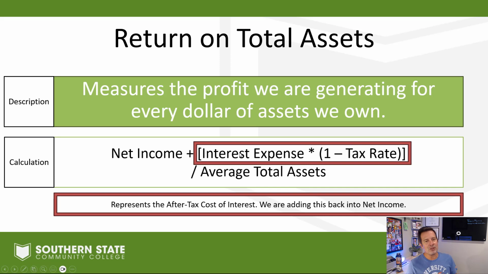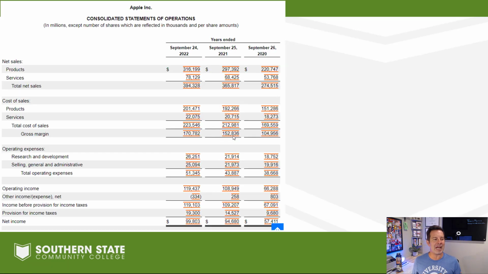Now, we may have to do a little bit of digging. If we're looking at publicly traded companies and their financial statements, sometimes it's not clear what the tax rate is. Sometimes interest expense is lumped in with a whole bunch of other things. We've got to dig it out. So if we look at Apple, I'm looking at their income statement here. You'll notice I don't see a lot about interest expense. I've got other income and expenses right here. That's where that number is buried, somewhere in that negative 334. I don't see anything about tax rate on there. And so you think, okay, well, I just can't make the calculation. No, you can still make it.